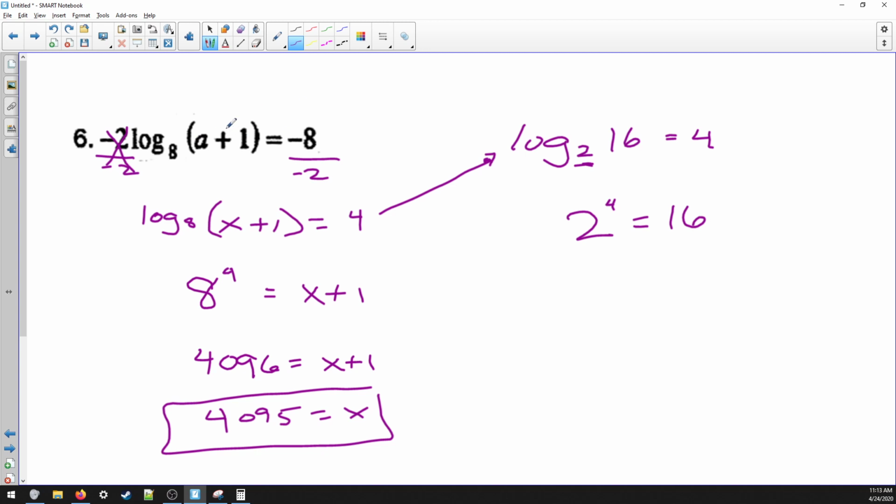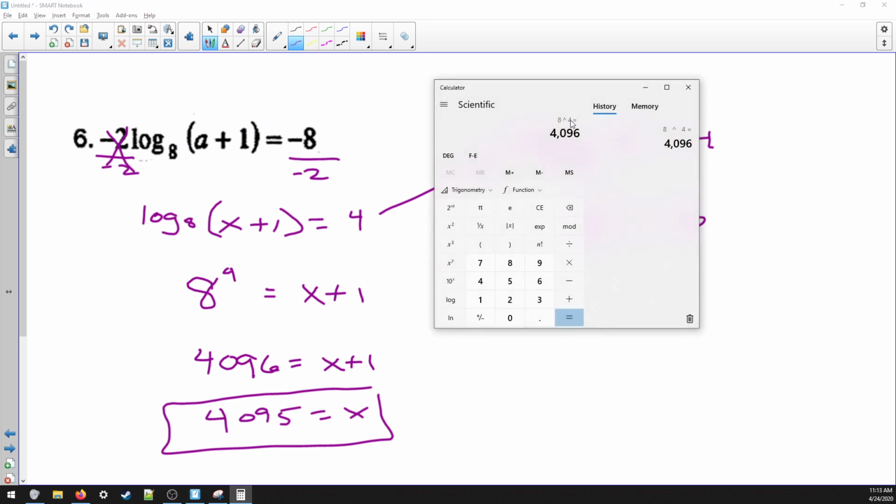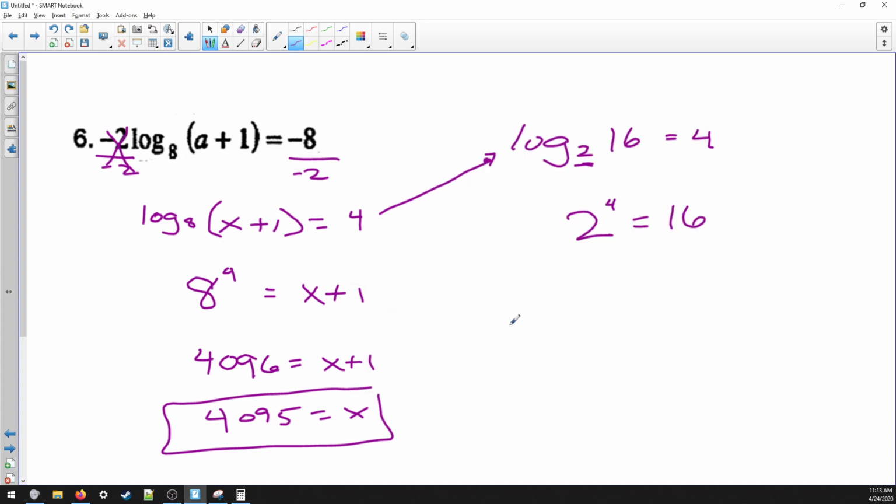And that actually does work. If you look at this original problem, 4095 plus 1 is 4096. If I were to say log base 8 of 4096, what I'm saying is 8 to what power is 4096? Well, I know that. We just did it, right? This is really 4. And then this says negative 2 times 4, and that is negative 8. So that works out, right? So 4095 is the value that we want for A in the original expression, okay?